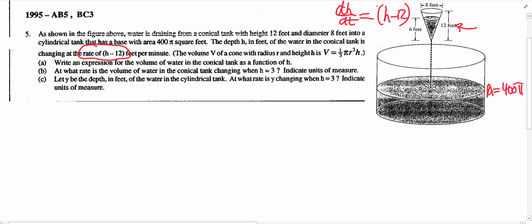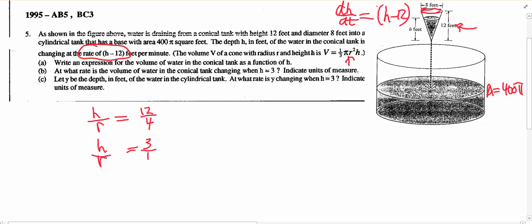So we're going to have to get rid of the radius squared, right? Well, the property of a cone is that it maintains a certain ratio. The diameter is 8 feet, but that's only when you're at the very top of the cone, which is 12 feet. So let's just write a ratio here. We have the height to radius is equal to 12 over 4, which is a 3-to-1 ratio.